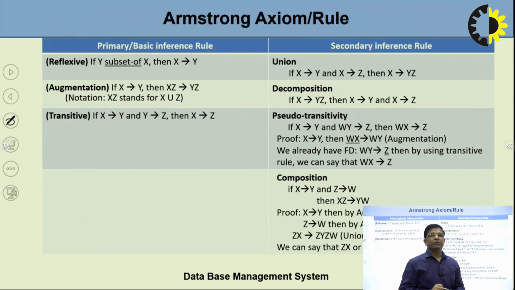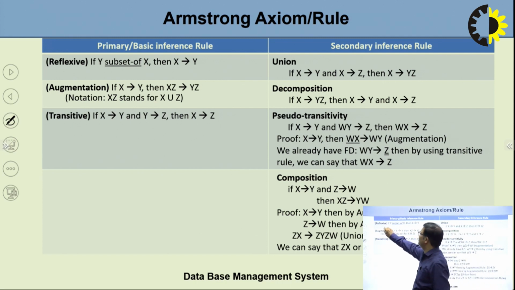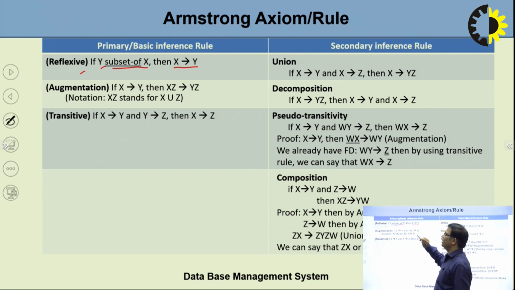Okay. So now comes Armstrong axioms. These are some rules. You have already read that in discrete mathematics: reflexive, augmentation, and transitive. So let's repeat. Reflexive: if y is a subset of x, then x tends to y, or we can say that y is functionally dependent on x. Y can be identified on the basis of x. Okay, this is reflexive. Augmentation means something has been added to the left hand side and the same element has been added to the right hand side.